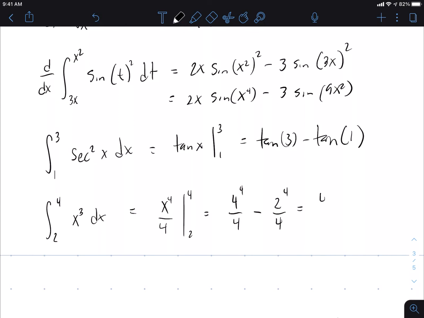And that one simplifies, right? This one will become 2 squared. So 4 to the fourth is 16 times 4 is 64 minus 4, so it should be 60. If I did that math right.